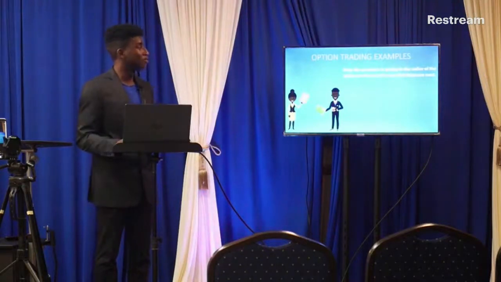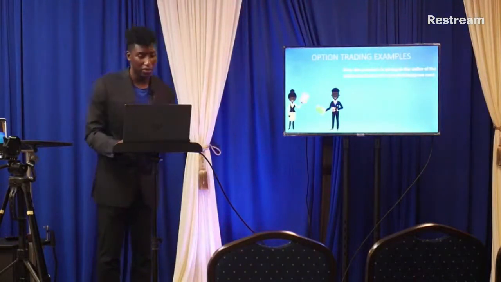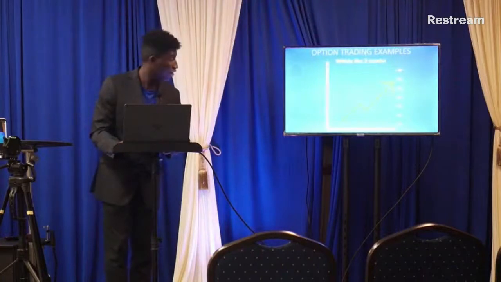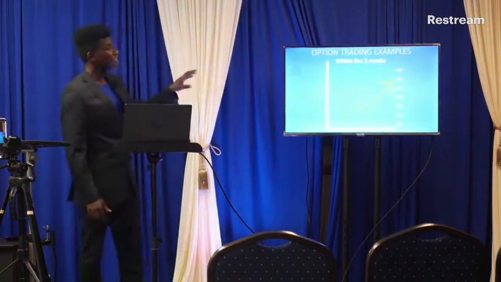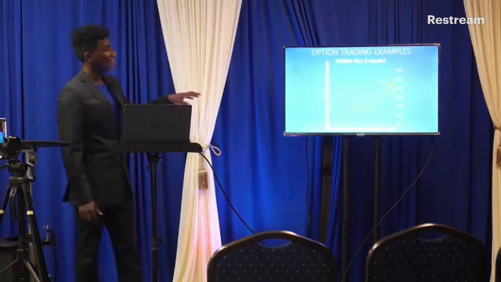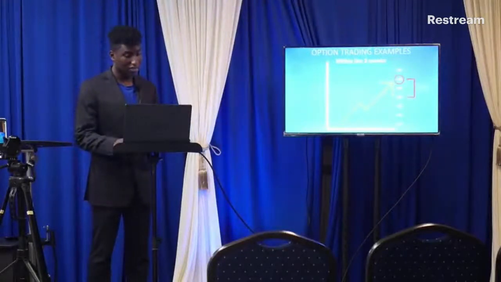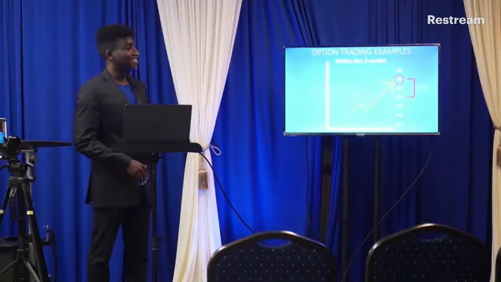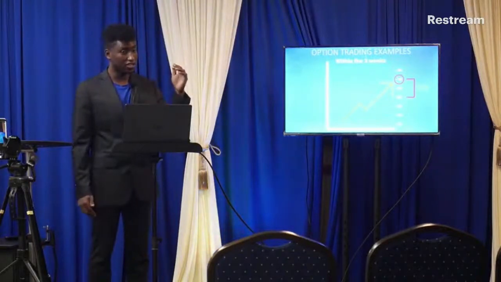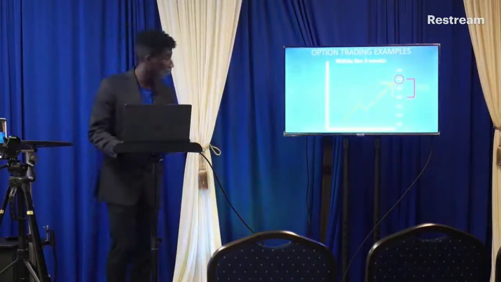Now the premium is given to the seller of the option contract. Now let's see what happens. Within the 3 week span, that $60 went to $70. That means Leon's Diner, his stock rose from $60 to $70. As we can see, that is a $10 increase. So let's see what happens to the option.